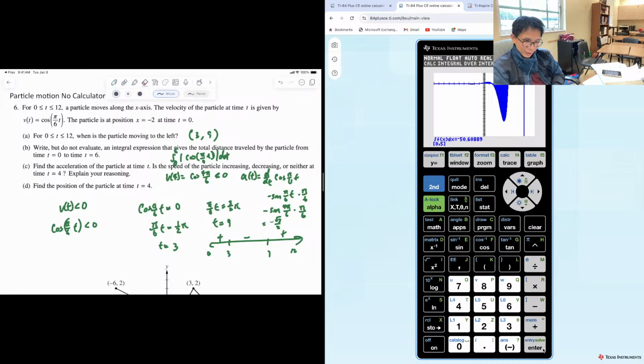Negative root 3 over 2, right? No, actually positive. So this is negative here, right? Because of the negative sign from the derivative, times pi over 6. So is that negative or positive? It's negative, right? So it'll be negative square root 3 pi over 12. So since they're both negative, it's speeding up. Is it increasing, decreasing, or meter? Is it like a line?